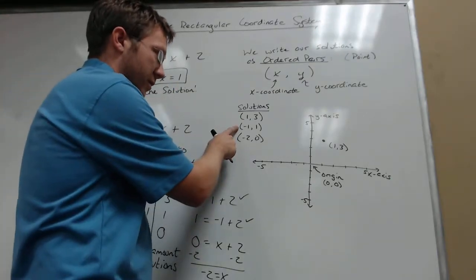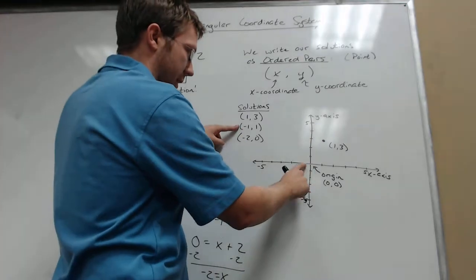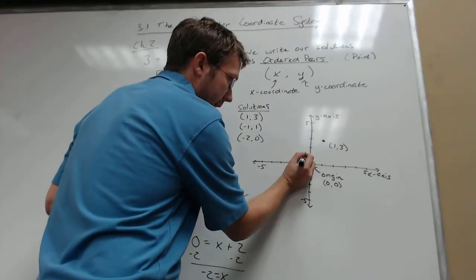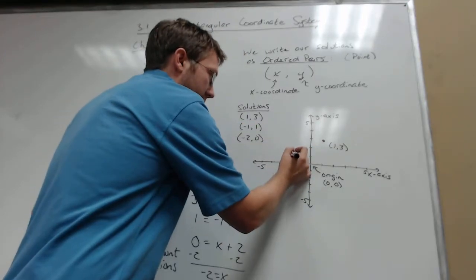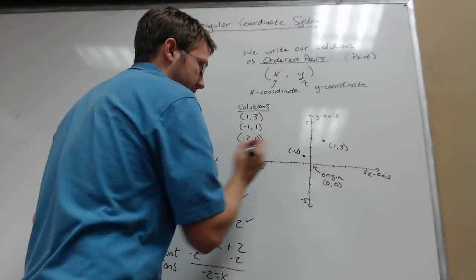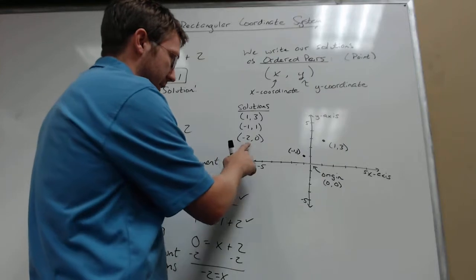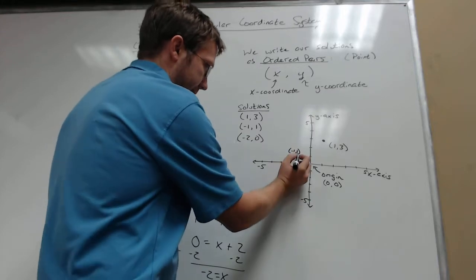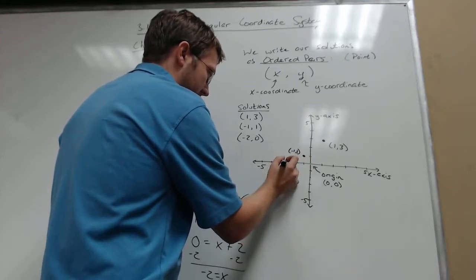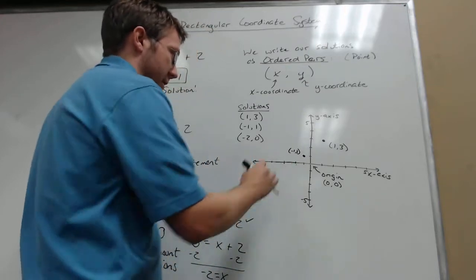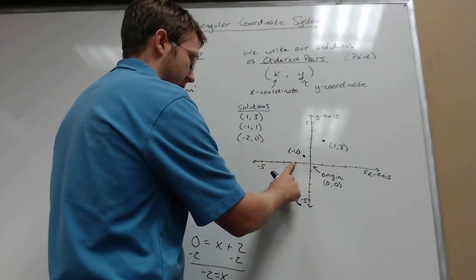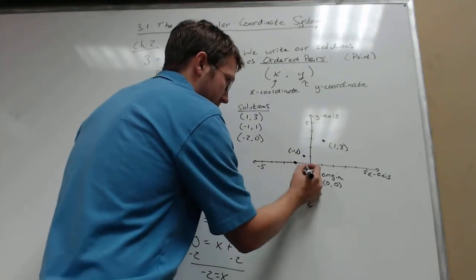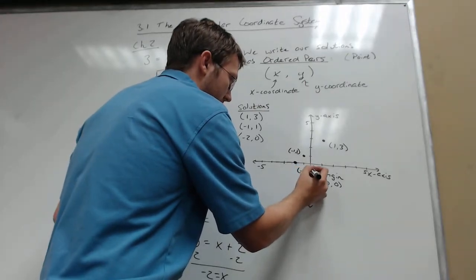We also have the point, or the solution, negative 1, 1. So this is negative 1 on the x-axis, positive 1 on the y-axis. Those 2 points are going to collide there to create 1 point, negative 1, 1. And then lastly, we have x is negative 2, y is 0. Let me readjust this a little bit. So negative 2 on the x-axis and 0 on the y-axis would mean we don't go up or down at all. So this point right here will be our negative 2, 0 point.